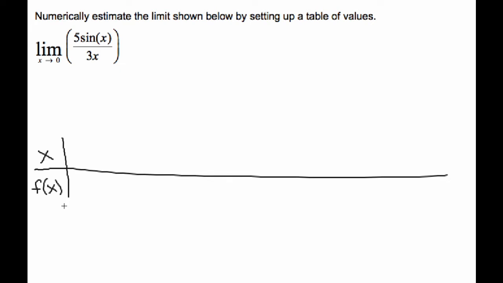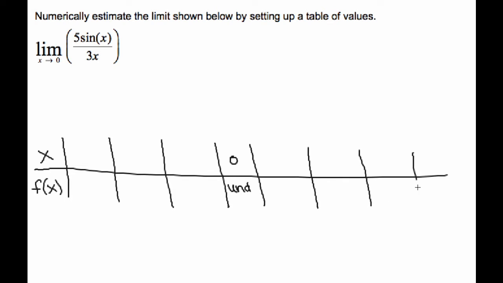And I'm going to choose 3 values left of 0, but each one successively nearer to 0. I'm going to place those values on my table. Then I'll have 0, and I know if I substitute a 0 into the function, the result is that we're going to be dealing with an undefined output. Then I'll choose 3 values right of 0, each one, as I move to the right, successively closer to 0.